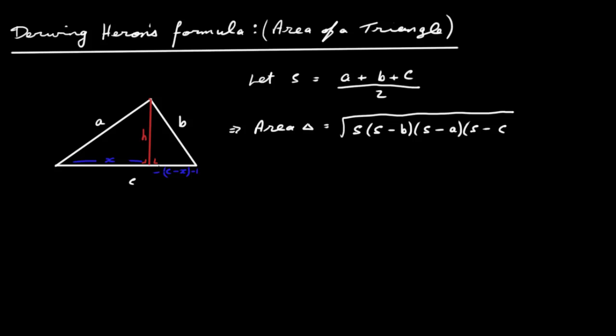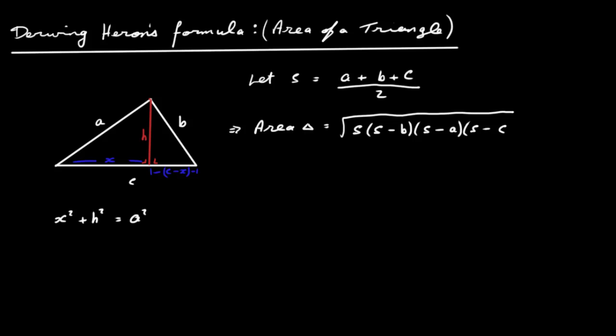So that's the distance from here to here. The base of this right angle triangle on the right is c minus x. The base of this triangle here on the left is just x. So let's have a look at our triangle on the left here. Because it's a right angle triangle, we can apply Pythagoras' theorem. So we have x squared plus h squared is going to give us a squared.